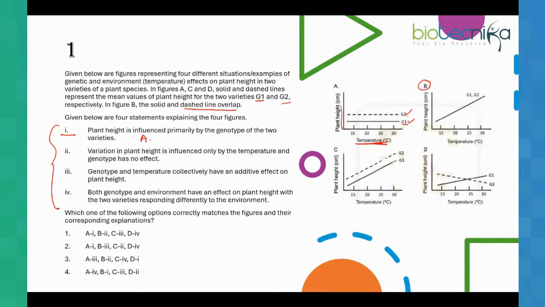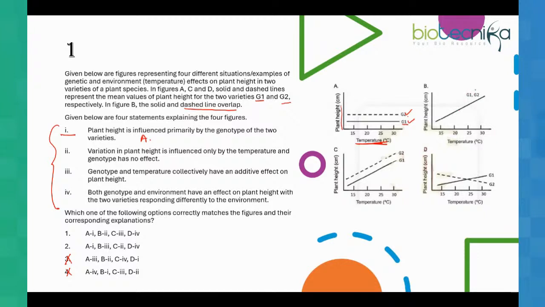Now once we have analyzed this, as I always say, solve your question in parts. We can check the options, and from there you can eliminate option 4 and option 3, because A1 is not there. Options 1 and 2 remain. Now let's check for B. In B we have only one graph. This line is for G1 and G2 both.